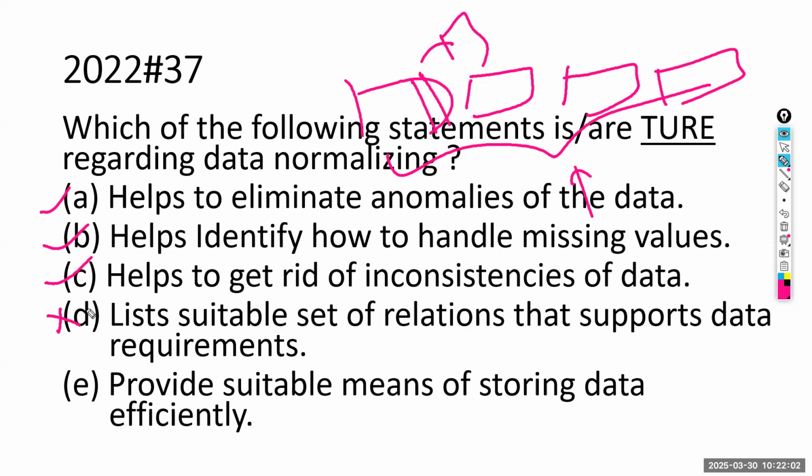Provide suitable means of storing data efficiently. That is not an answer, because I told you when you do normalization, sometimes the efficiency is reduced. More tables means more joins. So our objective of normalization is not to store efficiently or retrieve efficiently. It's all about duplication and integrity. Anyway, D could have been an answer, but the examiner has taken only ABC.